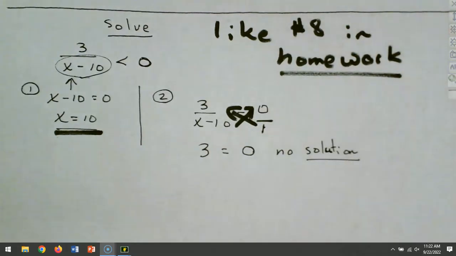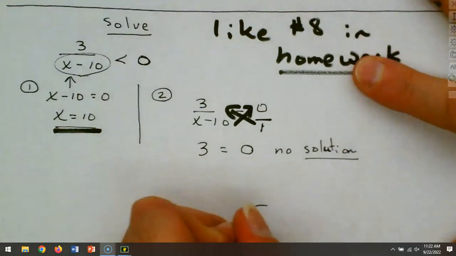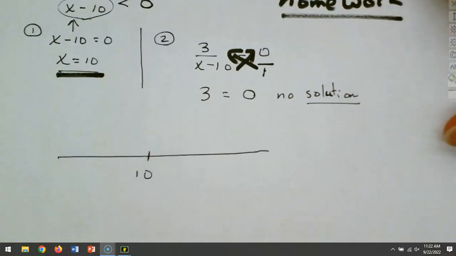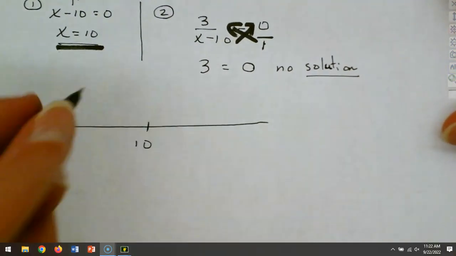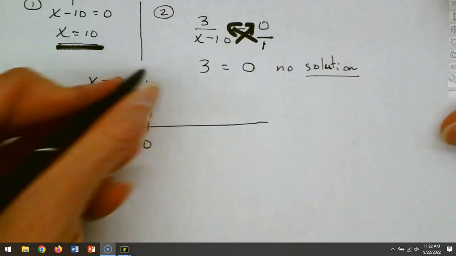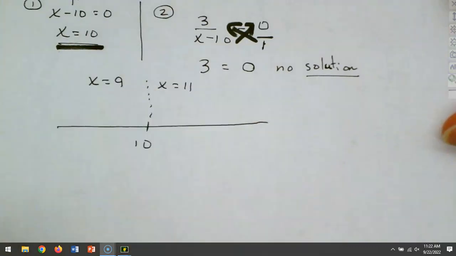Now, on the next one that we'll do, you're going to get something from here. You're going to have 2 of them to check, which means 3 regions. But in this case, we only have the one number, which is 10. And we need to figure out what to check. So I'm going to check 9, and I'm going to check 11.